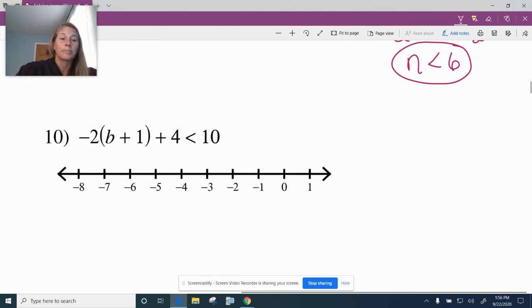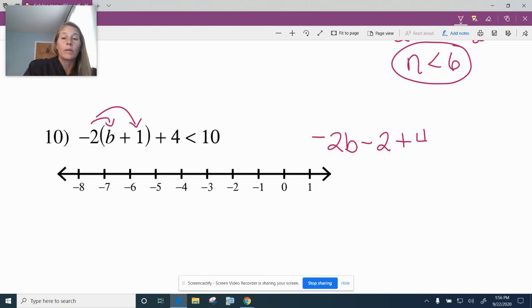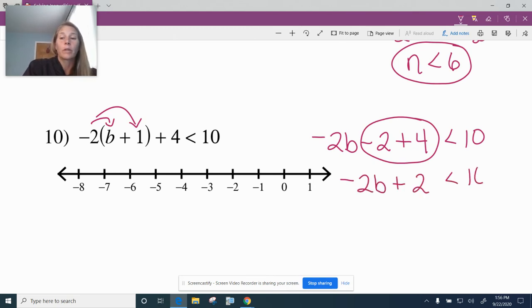Okay, number 10. Again, I'm going to distribute to get rid of these parentheses. So I will have -2b minus 2. And then I still have the +4 is less than 10. Now I have these two like terms that are on the same side of the equal sign. So -2 plus 4 is going to give me +2.